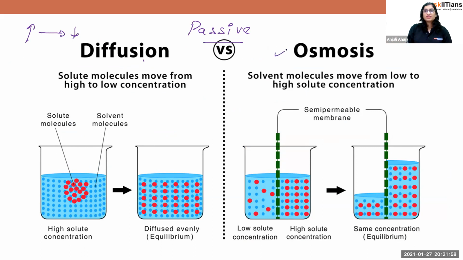In osmosis, a semi-permeable membrane is involved, and in diffusion, it doesn't have to be a membrane. Let me give you a stupid example. Suppose this is a society. I always give this example to my students, and this is your friend's home. This is a gate, and here a gatekeeper is sitting, and here you are. Let me change the pen color first.